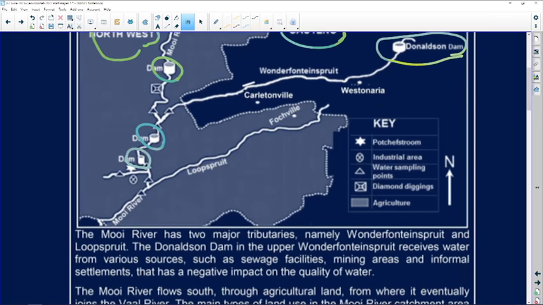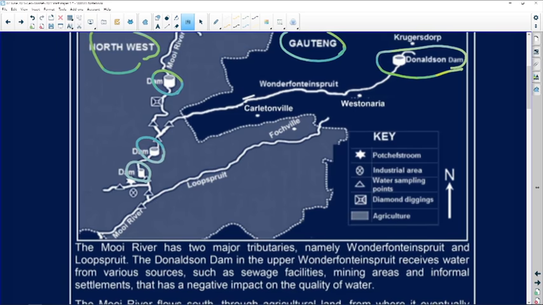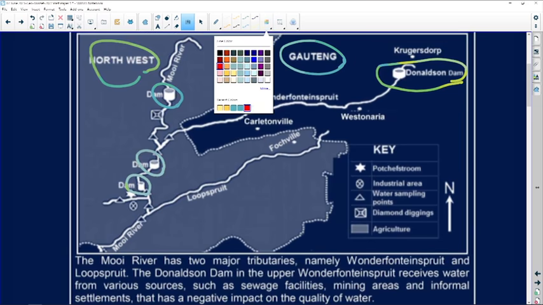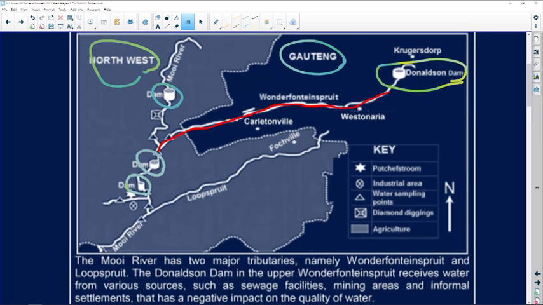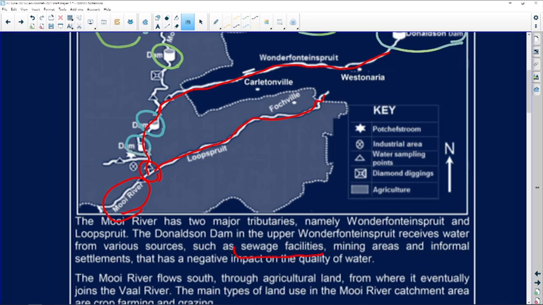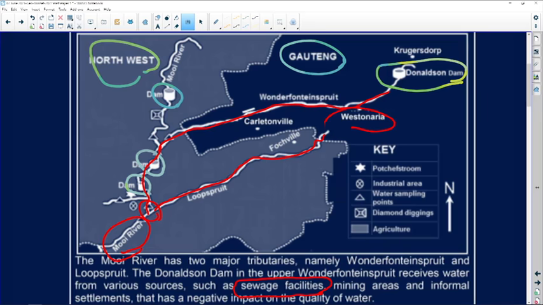If you look at the information given to us, the Moira River has two major tributaries, namely Wonderfontein Spruit, here you can see it, and Loopspruit. As you can see, these two joining up together form the Moira River, so it's a confluence taking place over there. The Donaldson Dam in the upper Wonderfontein Spruit receives water from various sources, such as sewage facilities. Keep in mind, sewage facilities usually do purification. They clean it, right?